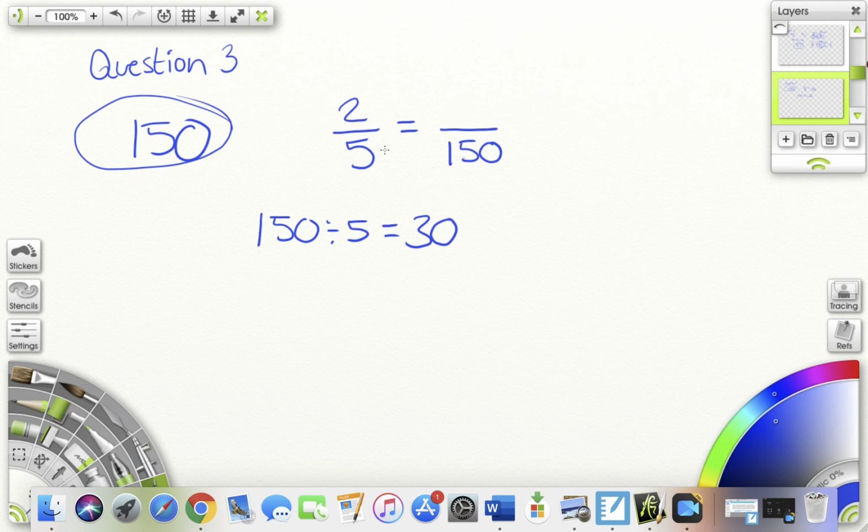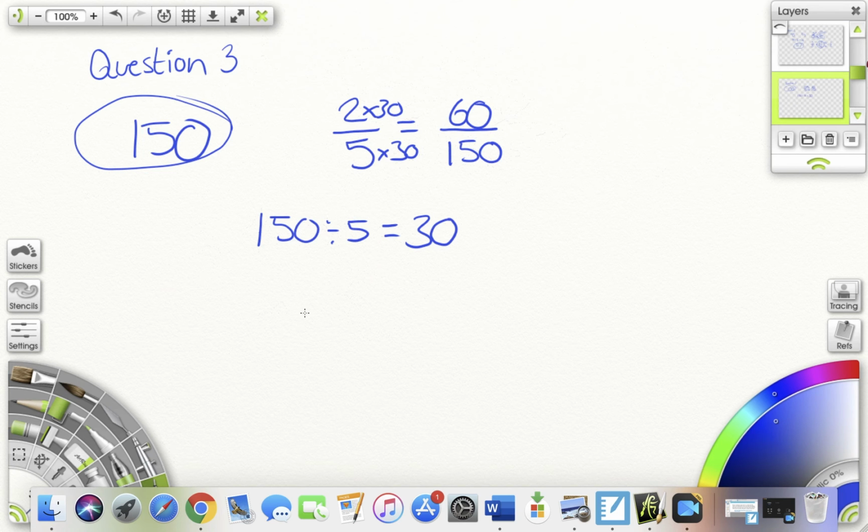So if I take my denominator and multiply it by 30, 5 times 30 gives me 150. All right, 2 times 30 would give me my numerator. So remember, whatever I do to the bottom number, I have to do to the top. So 2 times 30 is 60. So 60 of the 150 passengers got off in Seattle.